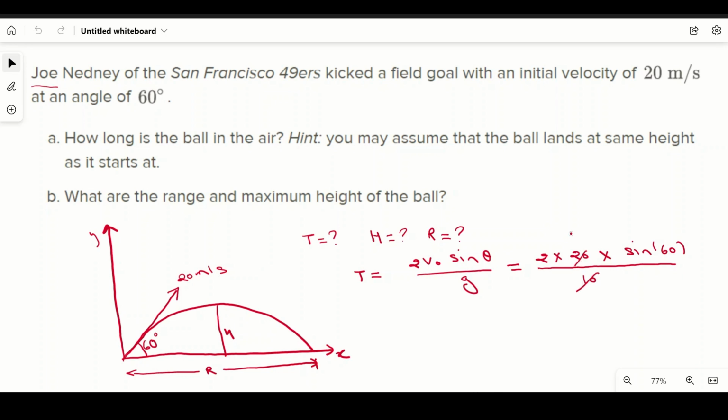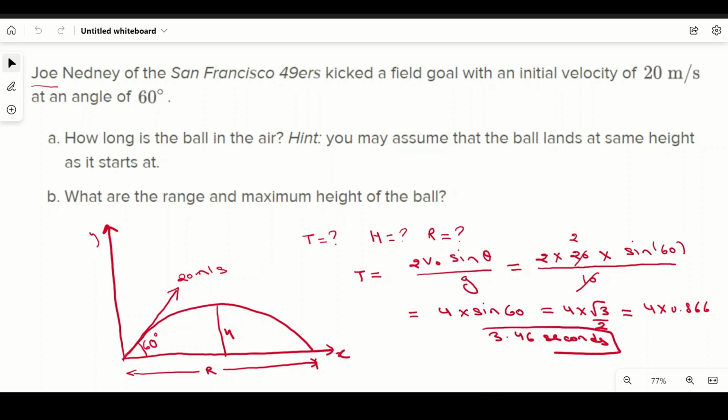So this 10 will cancel this 20, so it will be 2, so it will be 4 into sine 60. Sine 60 is root 3 by 2, which is equal to 0.866. If you multiply these two, then you will get 3.46 seconds. So this is the time for which this ball will remain in the air.